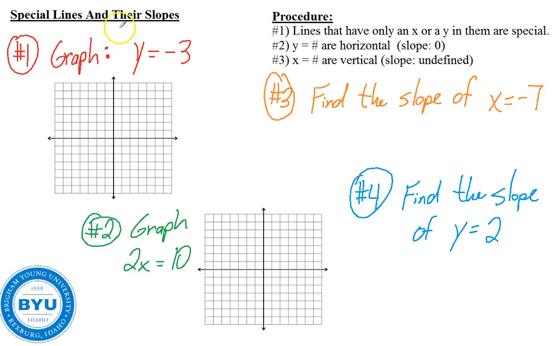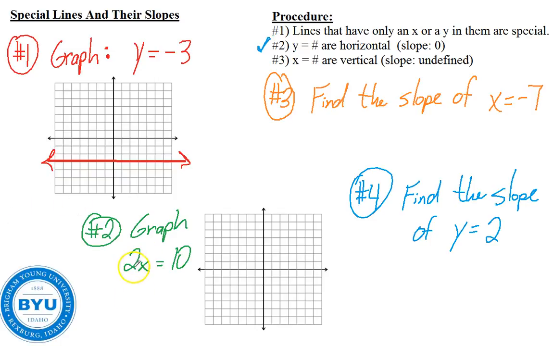Okay, how'd you do? Let's take a look. On the first one, we need to graph y equals -3. This is a special line because it only has a y in it. And because it's a y, it's a horizontal line. So I'm going to go to -3 and graph a horizontal line here at -3. That would be the answer.